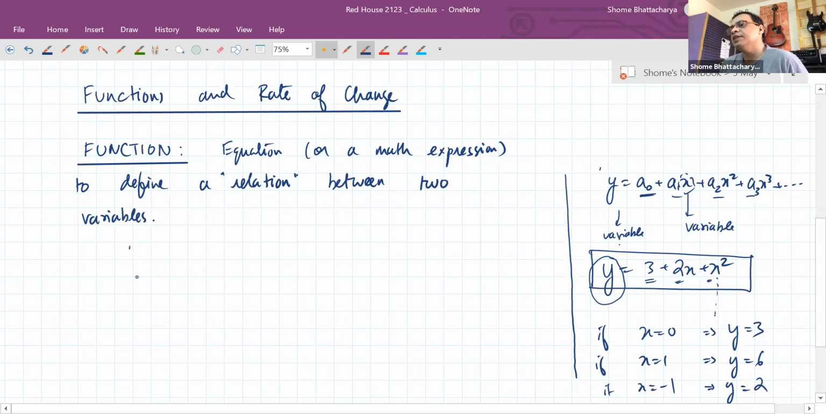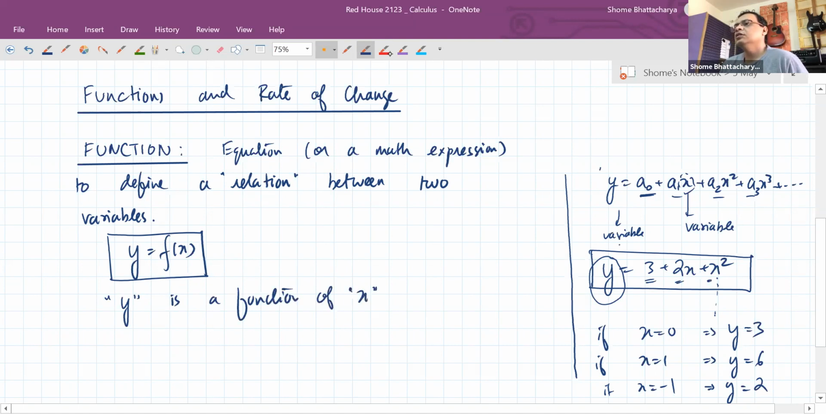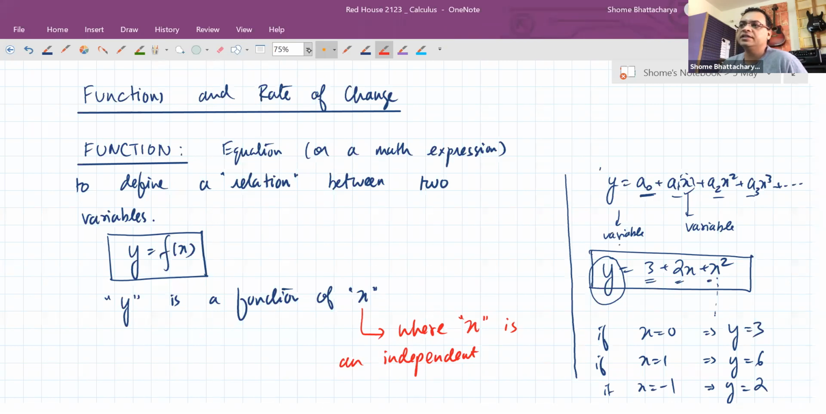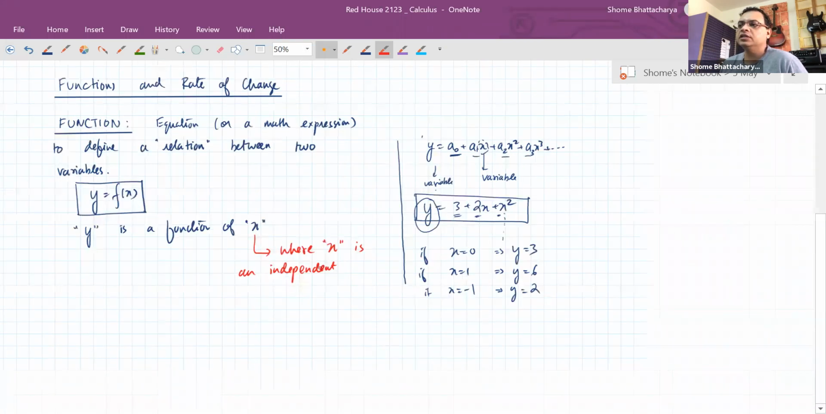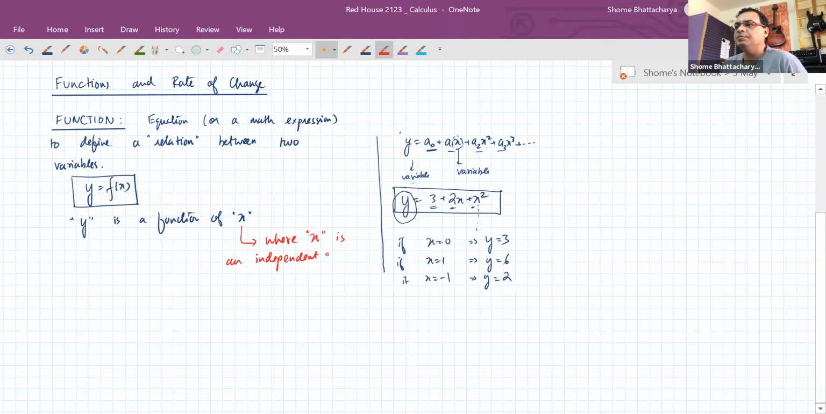So in sign language, in mathematical sign language, we write it like this. This kind of expression will be read as y is a function of x. So here the quantity x will be what we call an independent variable. Independent means that there's no dependence on anything else to select the value of x. The value of x is selected independent of the value of y or any other consideration.